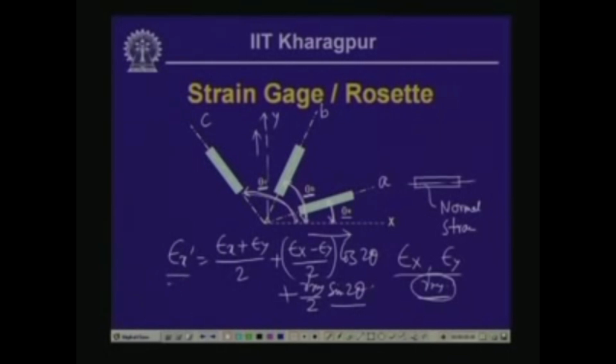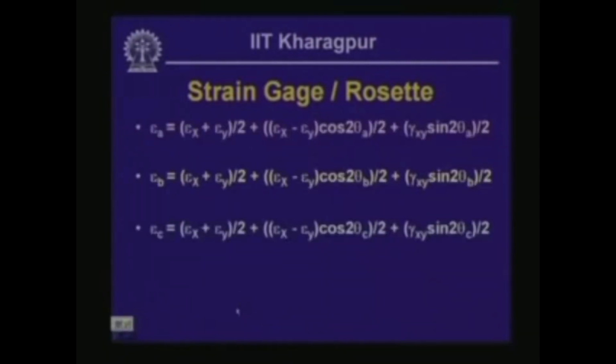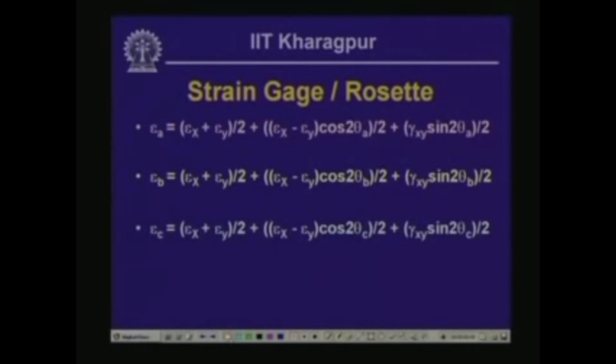So, we can employ this equation to evaluate strain along A, along B and along C, which are epsilon A, epsilon B and epsilon C, keeping in mind that epsilon A is acting along A, which is at an orientation with reference to the x axis at an angle of theta A. Hence, in place of theta we will substitute theta A. For epsilon B, the orientation is along theta B, and for epsilon C, the orientation is along theta C. If we substitute that, we get three equations for epsilon A, epsilon B and epsilon C, oriented at angles theta A, theta B and theta C.